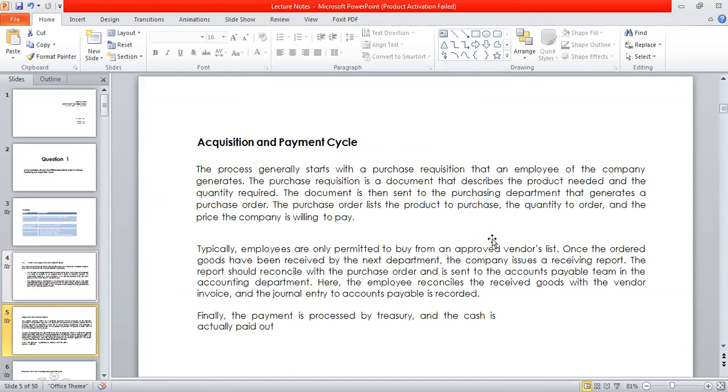This process generally starts with the purchase requisition that an employee of the company generates. The purchase requisition is a document that describes the product needed and the quantity required. The document is then sent to the purchasing department that will generate a purchase order from that purchase requisition. And the purchase order will list the products to purchase, the quantity to order, and the price the company is willing to pay.